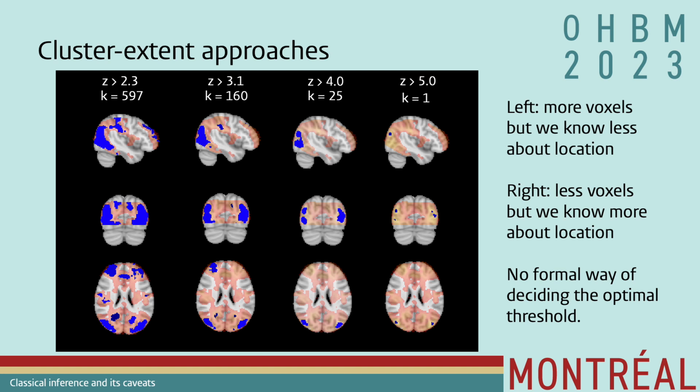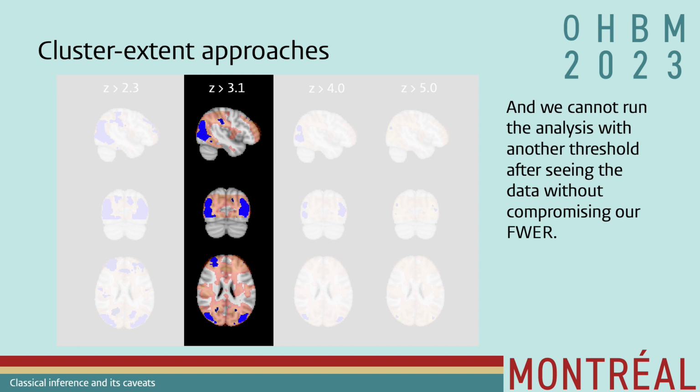As a researcher, you have to decide beforehand which threshold to use, and you have to stick with this. For example, if we pick a threshold of z larger than 3.1, we have to abide by these analyses, and we cannot, because we've seen the data already, decide otherwise without compromising our family-wise error rate. Maybe I should use a threshold somewhat higher, or maybe somewhat lower. There's no formal way to decide which is best.